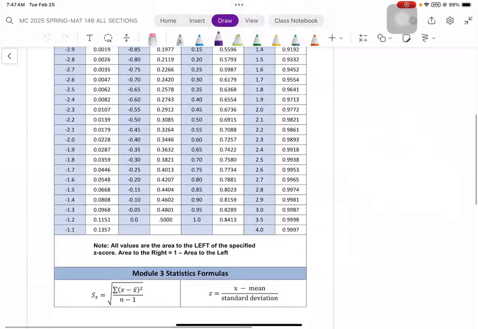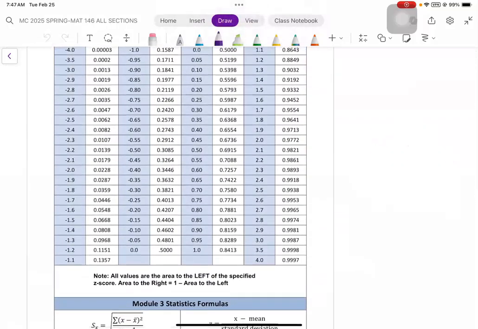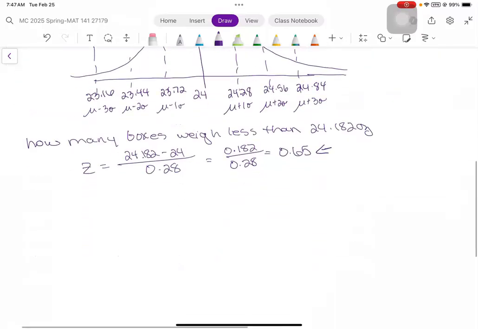So here's the z-table. I'm going to go to 0.65, and there is that value, 0.7422. So right here on the table, 0.65 is equal to an area of 0.7422. And remember, that area is always to the left.